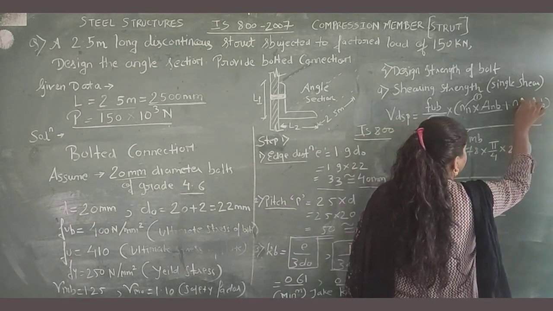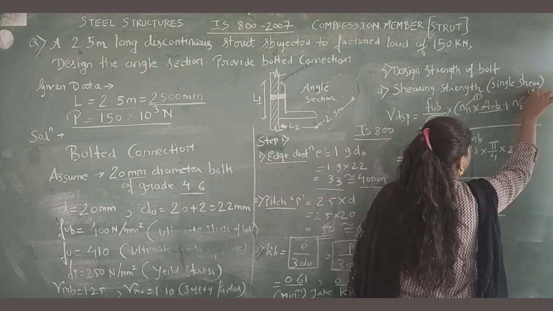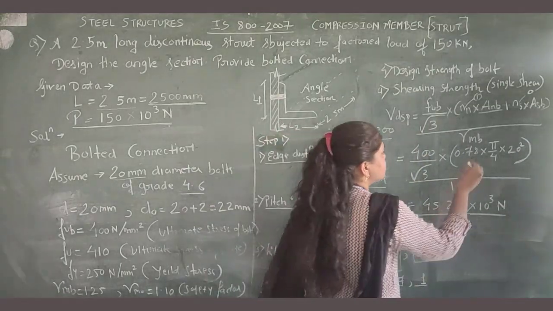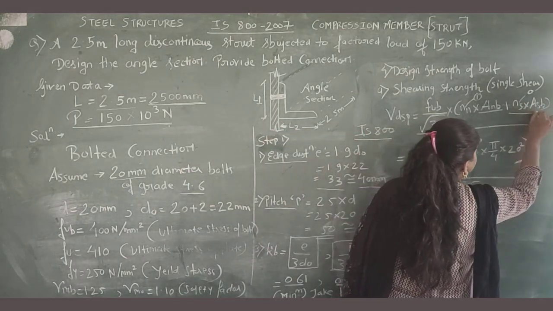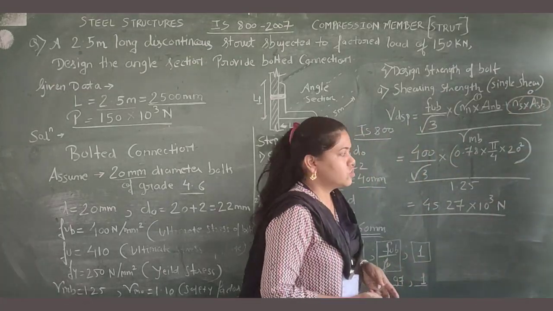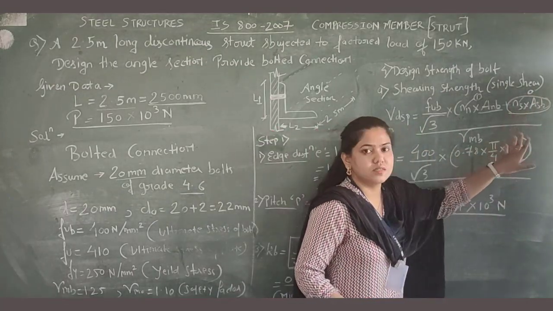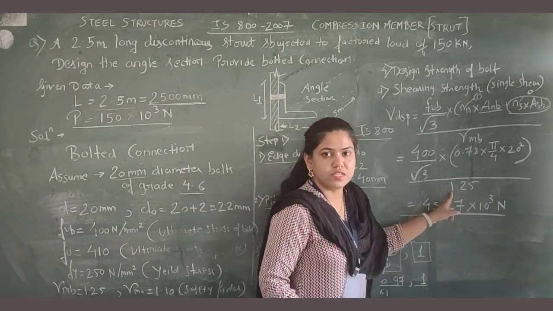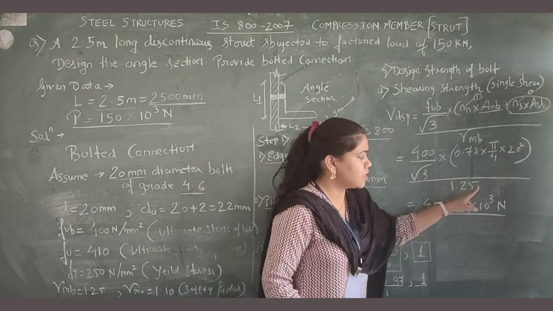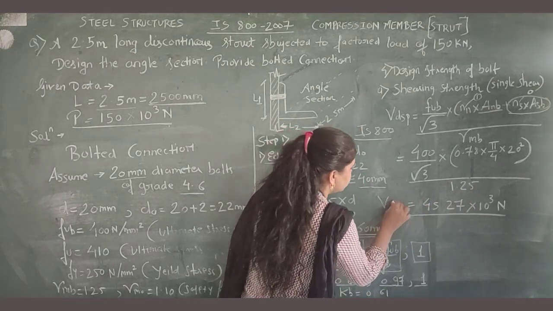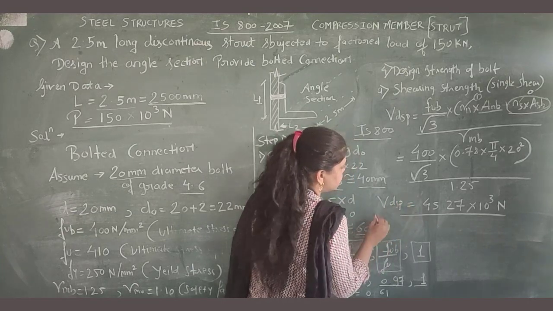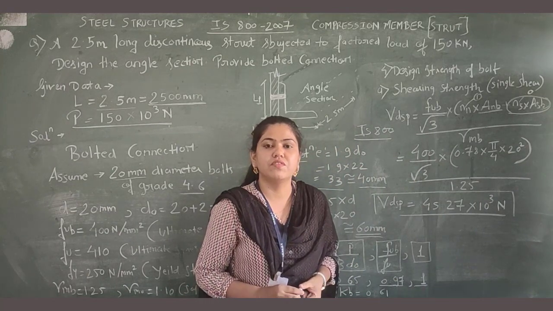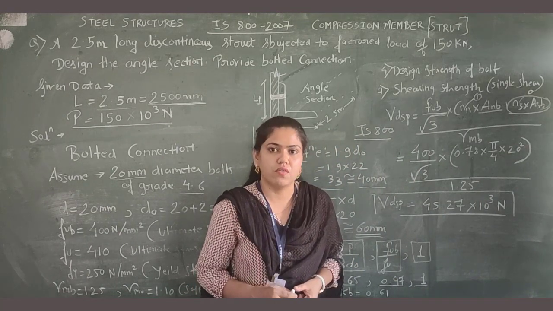Now the NS value you have to consider is 0, right? Because threaded connection is not there. So NS value is 0 you have to consider. The whole term has become 0, so you don't need to consider this parameter. Put all these values into this expression, divided by the factor of safety, that is 1.25 in this case, and you will get the value of VDSB, which is equal to 45.27 into 10 to the power 3 Newton for single shear.